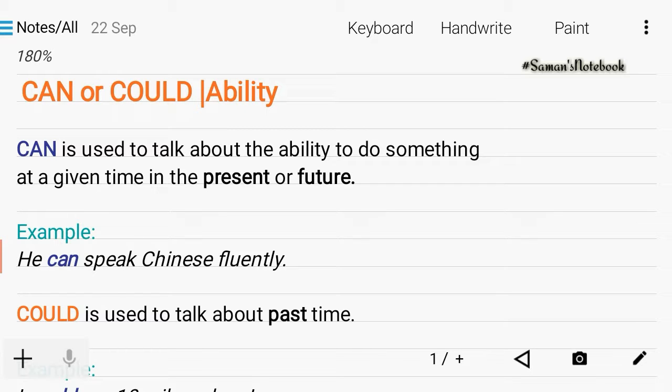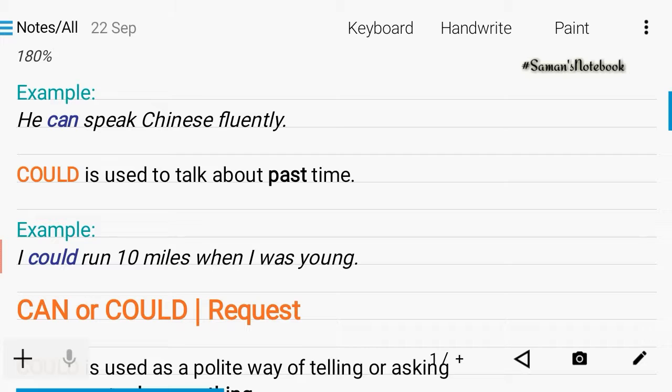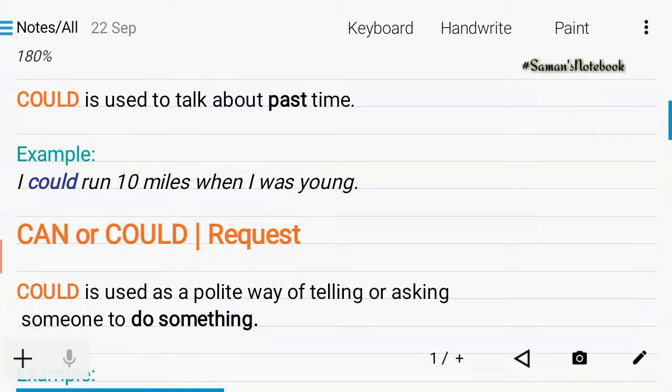Whereas, could is used to talk about past time. For example, I could run 10 miles when I was young.